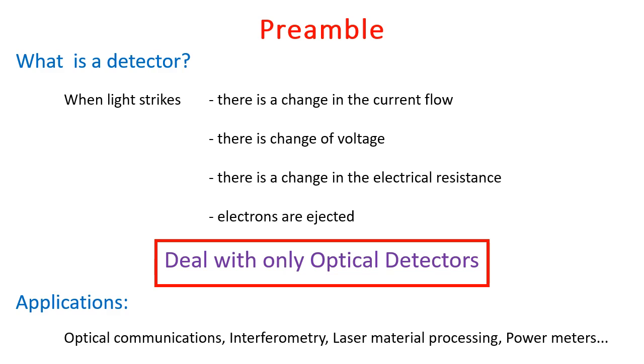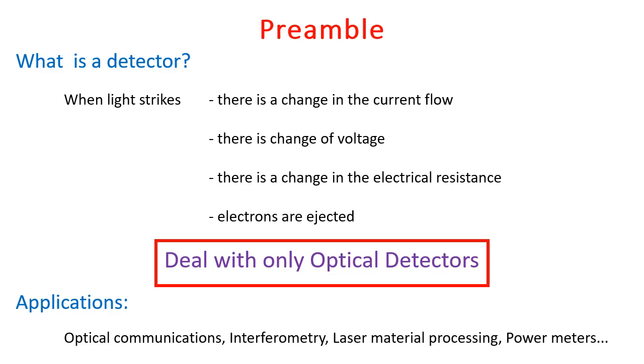The other kinds of detectors could be a change in electrical resistance. These are extremely sensitive detectors called bolometers, where what you have is a small cavity in which once the light strikes, there is a local change in temperature, and that change in temperature is translated into a change in resistance of the material, and that is what is detected as a response to light.